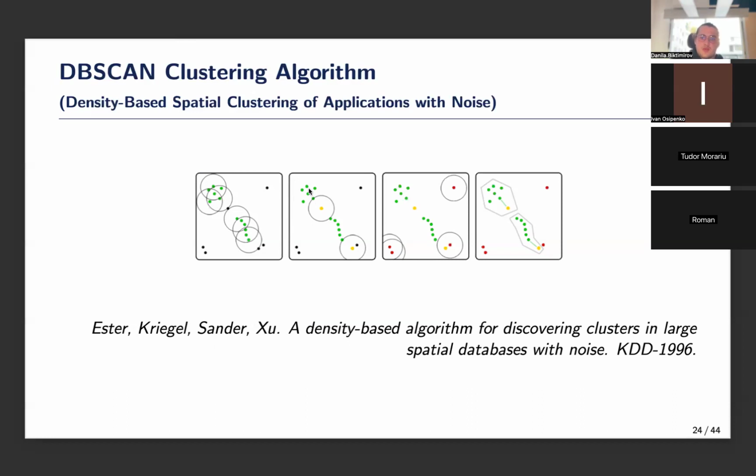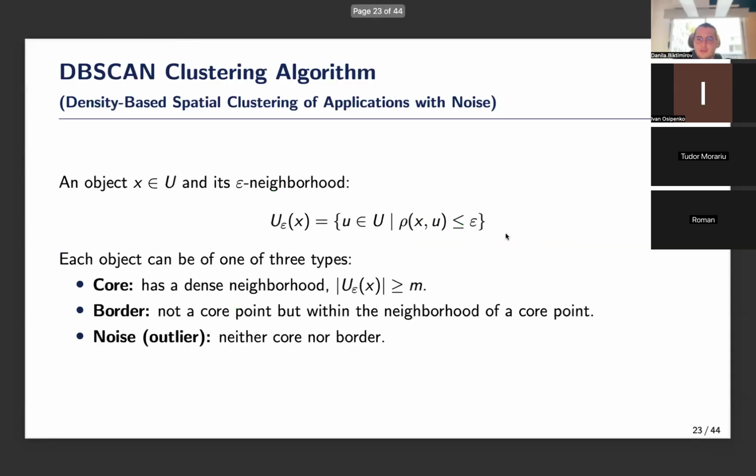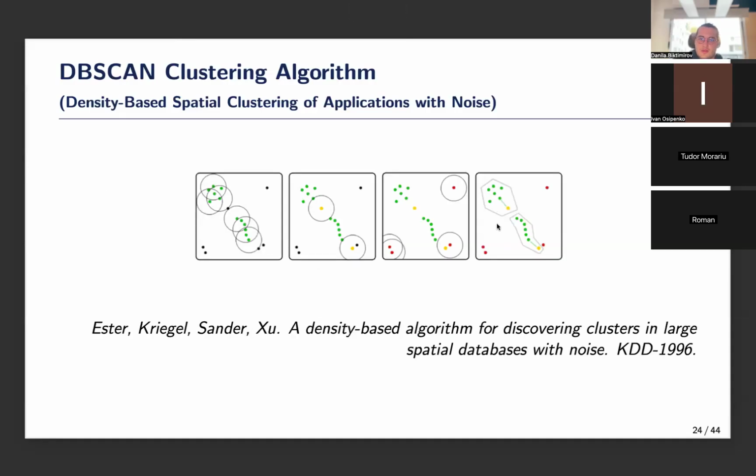We expand the cluster by considering all points within it. For each of these points, we also build its own neighborhood, and the process continues until we reach the outer boundary of the dense region. So here we got several clusters, and we classified all points of our dataset into those three types: core, border, and noise. So these are core, this is border, and these four red points are just noise.